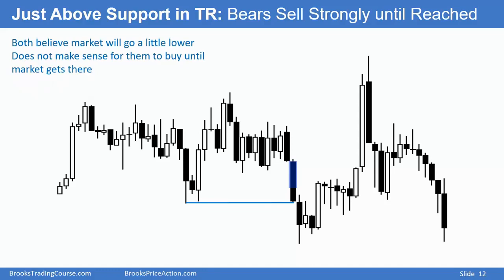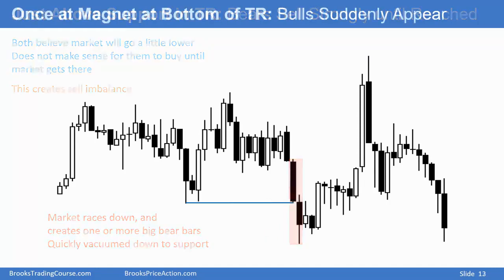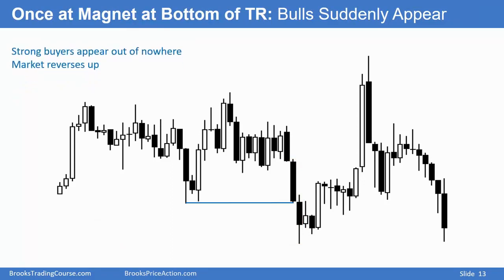With both bulls and bears believing the market's going a little bit lower, it doesn't make sense for either the bulls or the bears to buy here, so nobody's buying, and the market quickly gets down to support. The result often is one or two very big trend bars breaking through support, so it's getting vacuumed down to support. It's getting sucked down below support. But then what happens? Look at this. The market suddenly reverses. Now why would that be?